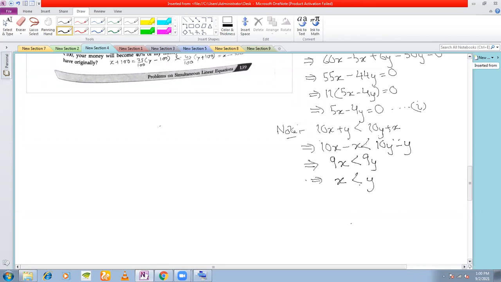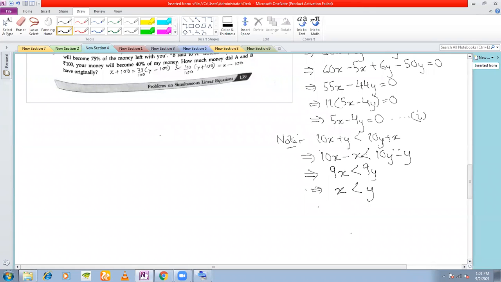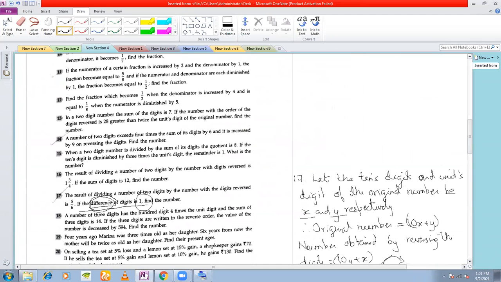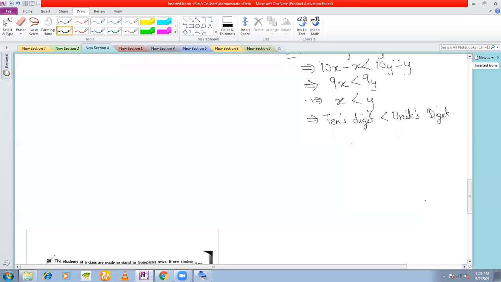That means which one is greater, the tens digit or the units digit? The tens digit is less than the units digit. If the tens digit is less than the units digit, which difference should I take? The difference of these two is positive, 1. So which one should I take, y minus x or x minus y? y minus x, because y is greater than x.